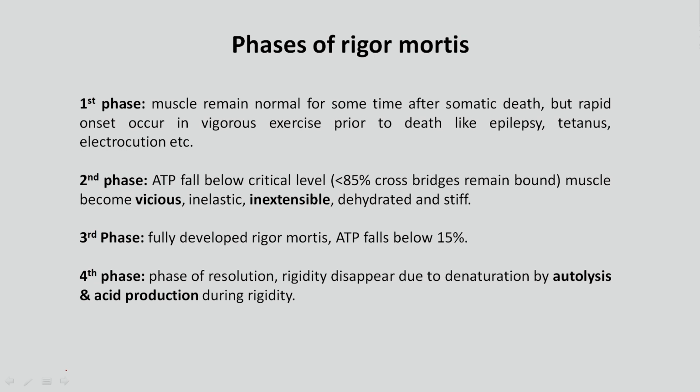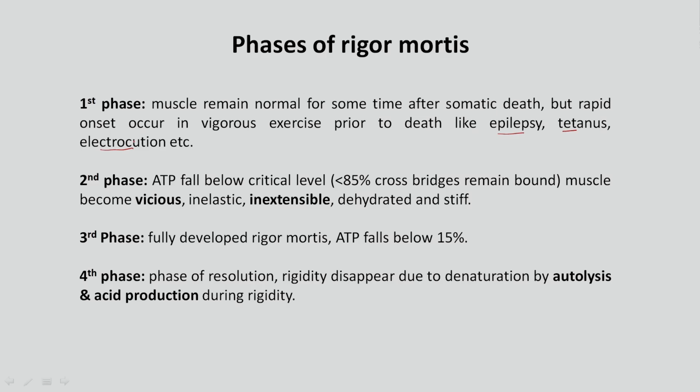In the first phase, the muscle will remain normal for some time after the somatic death, but rapid onset occurs with vigorous exercise prior to death, like epilepsy, tetanus or electrocution. In that case the rapid onset will take place, but normally in this phase the muscle will remain in the normal condition.